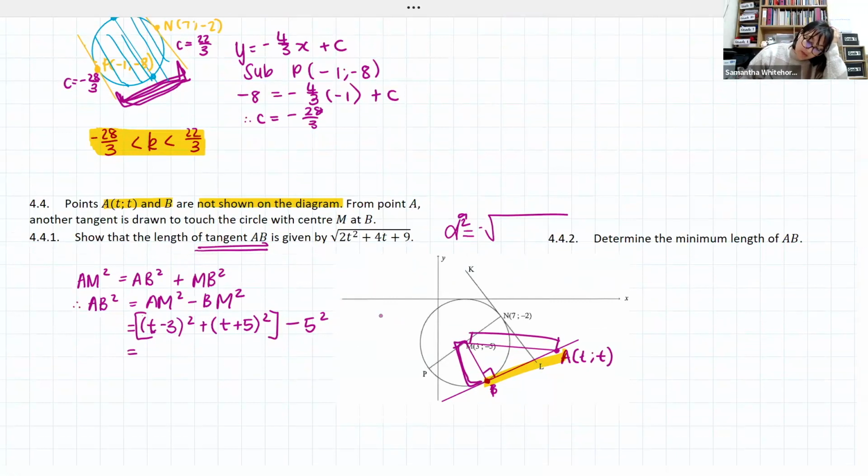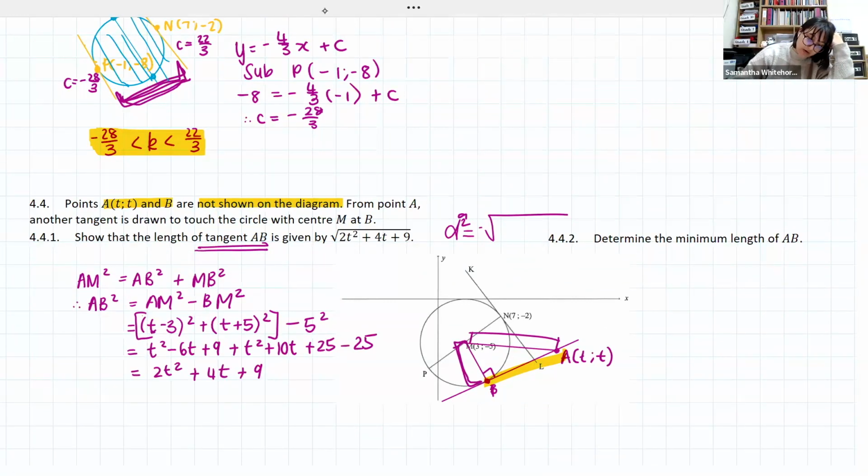We've got these brackets that we need to sort out, which is not the nicest thing in the world. I'm fully aware of the fact. You have to distribute, unfortunately, but it is what it is. So this would be t squared minus 6t plus 9 plus t squared plus 10t plus 25 minus 25, 5 squared. So we have got 2t squared, minus 6t plus 10t is plus 4t. 9 plus 25 minus 25 is just plus 9.